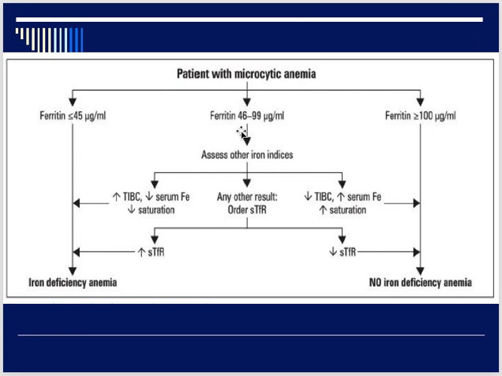Simply, when the ferritin level comes back in this range, we check the other things. If the total iron binding capacity is high, serum iron is low, and the saturation is low, we again say that the patient has iron deficiency anemia. But if the total iron binding capacity is low, which means there is less transferrin or less capacity to bind iron in the body, or the serum iron is high or the saturation is high, there is no iron deficiency anemia.